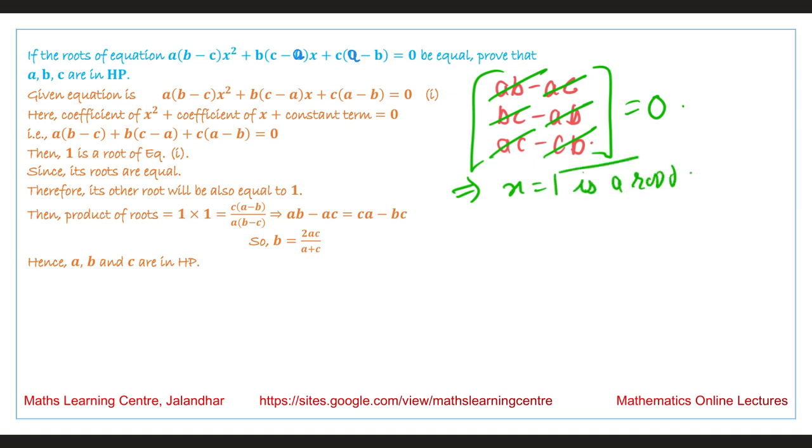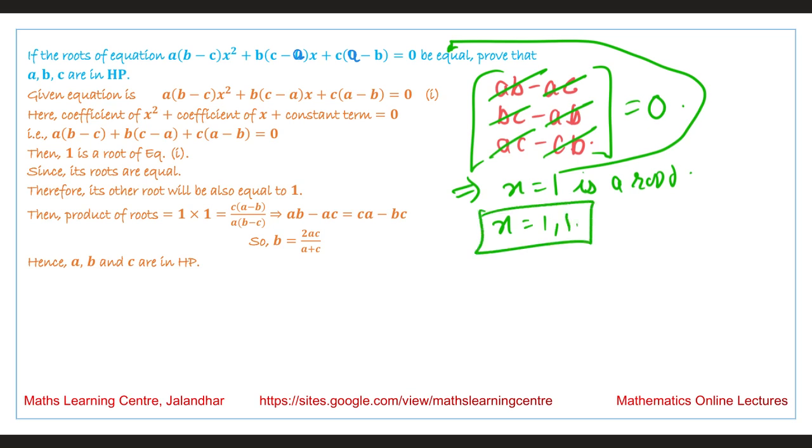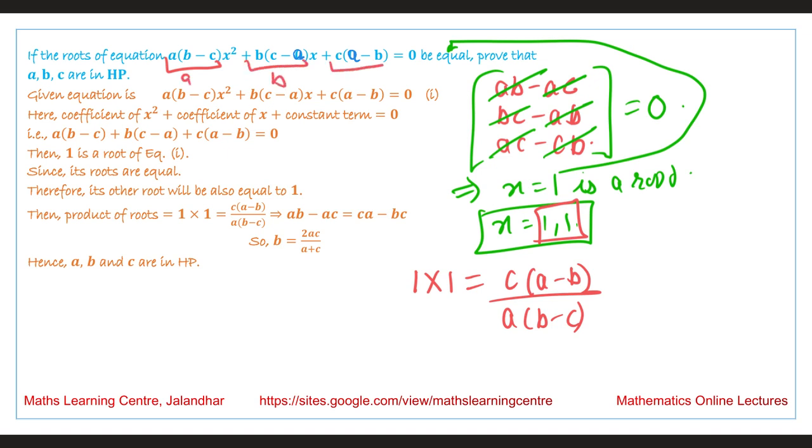Now if x is equal to 1 is a root, and it is given that the roots of this equation are equal, it means that the roots are x is equal to 1, 1. It has repeated roots, and both the roots are 1, 1. Now we have to prove that a, b, c are in HP, so we have to find the relation between these. The product of roots is 1 into 1, that is equal to c by a. So it is c into (a minus b) by a into (b minus c). This term over here is like a, this term is b, and this whole term is c, if we write it in the standard form.